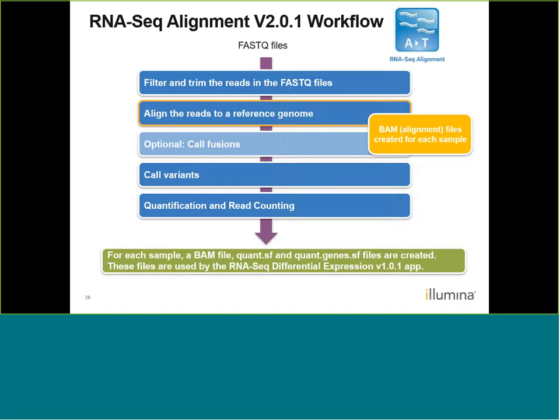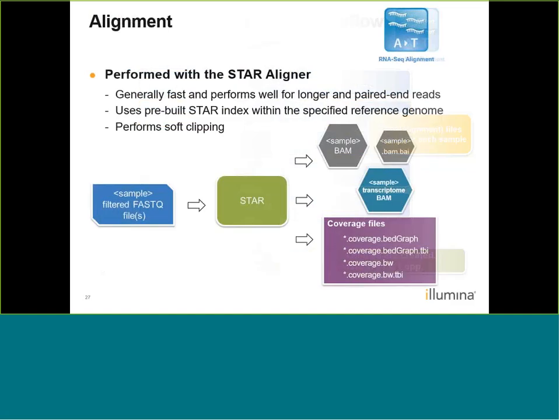Okay. So let's move on to the alignment step, where we're going to actually get our BAM files for each sample. We discussed this a little bit before. Alignment is performed with the STAR aligner, and you only have this option.